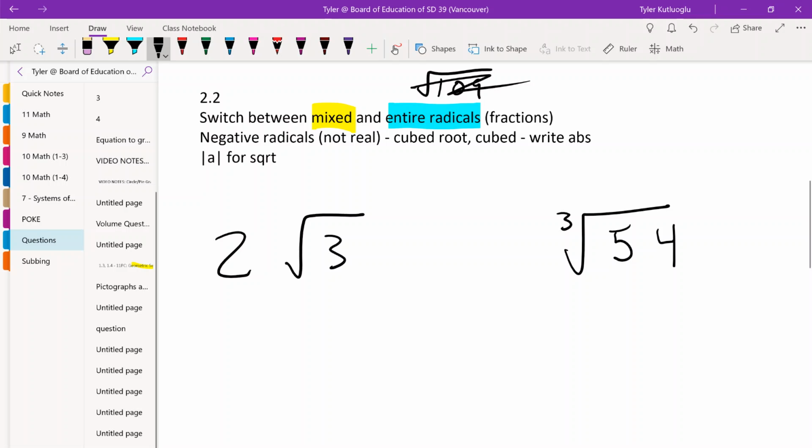Not necessarily in this case, but you can simplify it to make it into a mixed radical if you want. We need to be able to switch between the two. So let's switch this one. So we have 2 root 3.